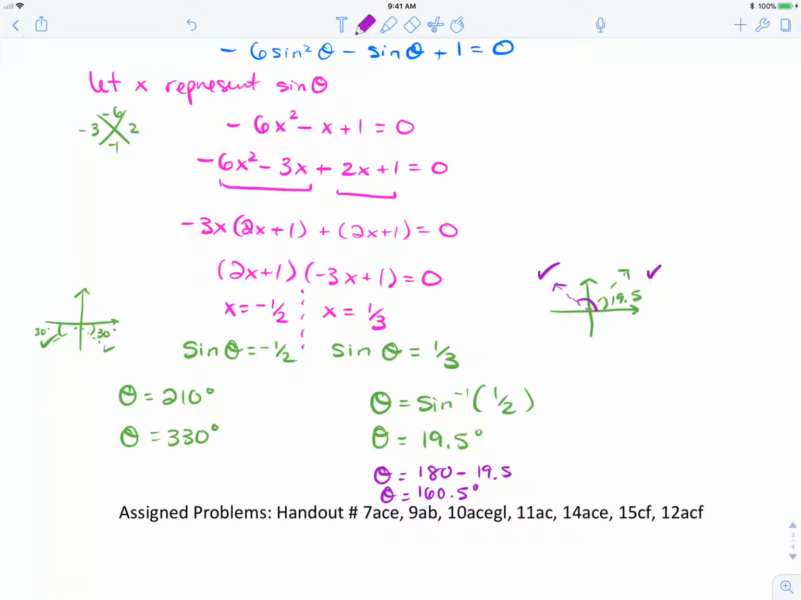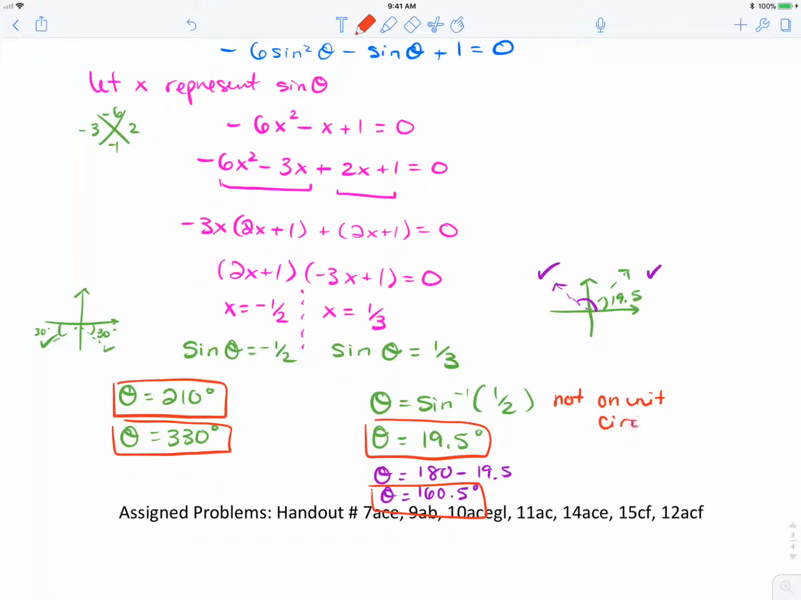So there are 1, 2, calculator, 3, 4. Remember, this is not supposed to be a 1/2. Oh, yes, thank you. Sorry, I didn't realize that. I accidentally wrote a 1/2 instead of a 1/3. Not on the unit circle. But even though it's not on the unit circle, we still have to solve. I can still solve, it's just there's no exact answer.